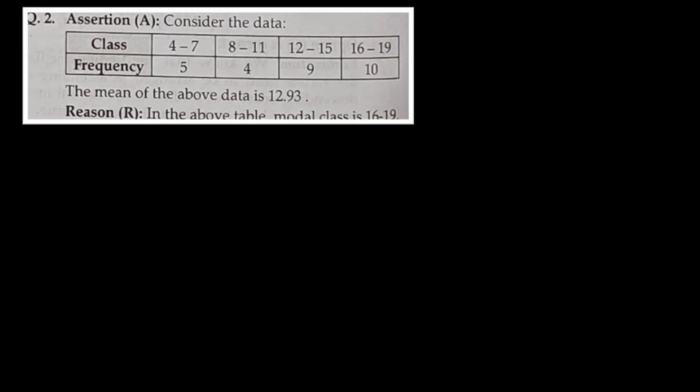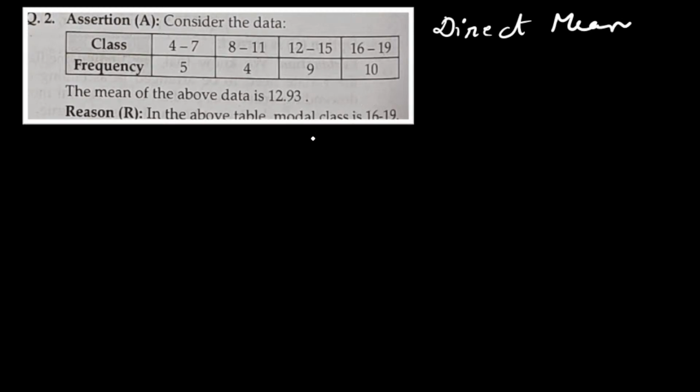Let's do the next one now. So one table is there. They have mentioned here the mean of the above data is 12.9, and in the above table the reason is modal class is 16 to 19. So reason you can tell me first, because for mean I will tell you a method of how to find mean. Because this is grouped data, from here itself I'll start explaining the full process of how to find mean. The first method I'll explain is the direct method of finding mean.